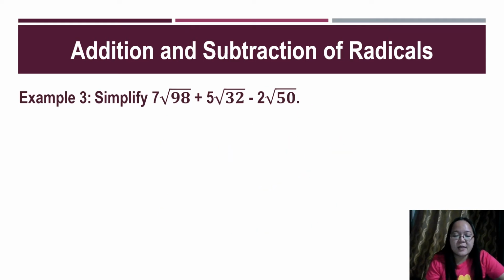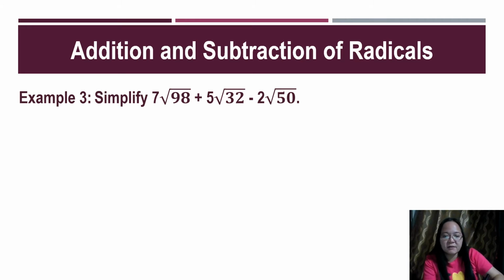Another example, simplify 7 square root of 98 plus 5 square root of 32 minus 2 square root of 50. So if you will try to observe, the radicands can still be simplified or reduced. So that is the first thing that we have to do first.